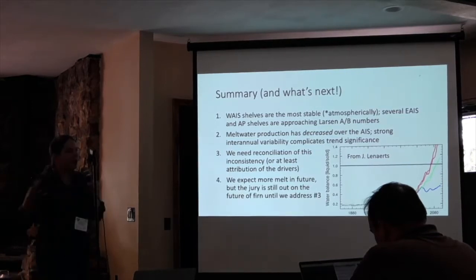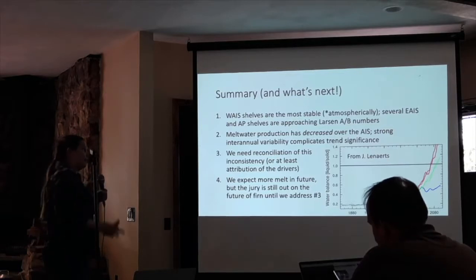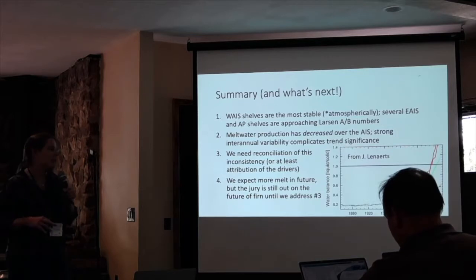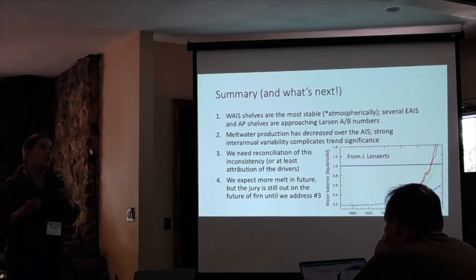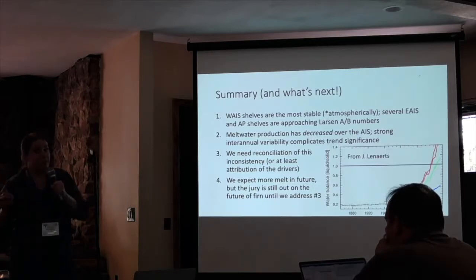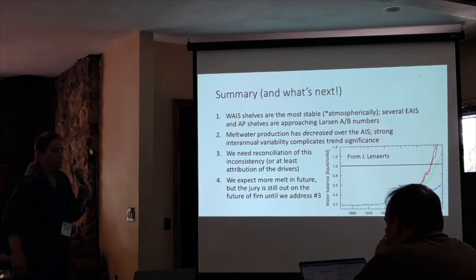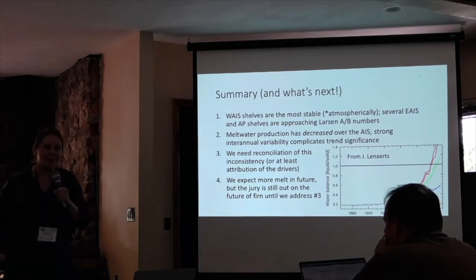So again, we all know this, we expect more melt in the future. It's not what we're seeing, at least in the two models I'm looking at. So I would say the jury's still out. I think we need to understand why the melt is decreasing, if it's decreasing, and why the different models show effectively opposite results. By no means is that all; there's a ton more to do. So anyway, that's all I have.